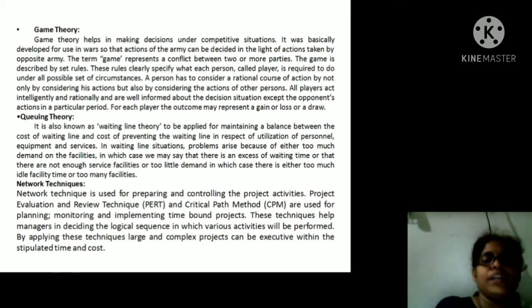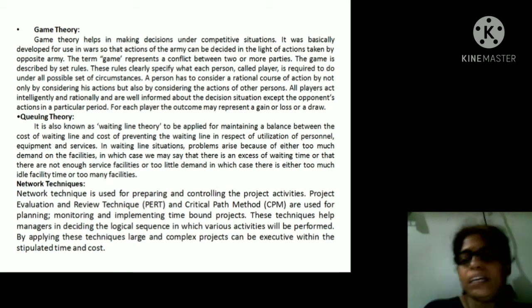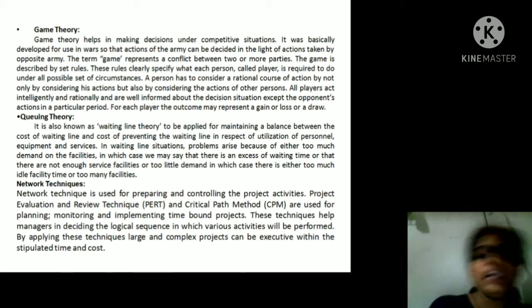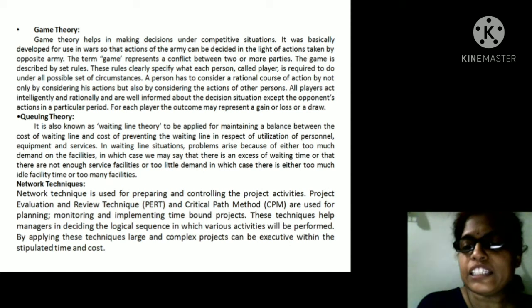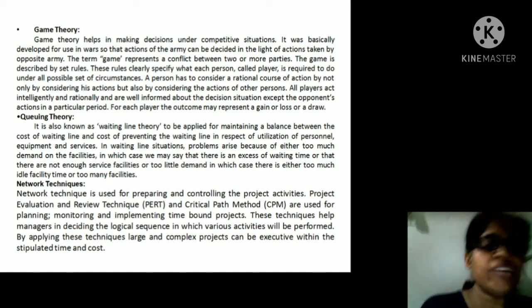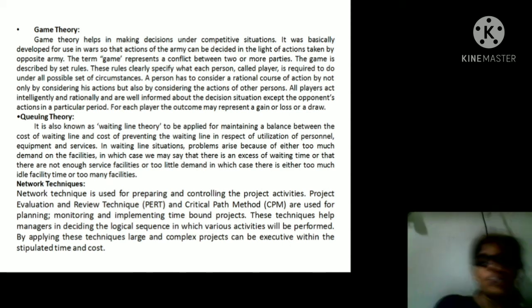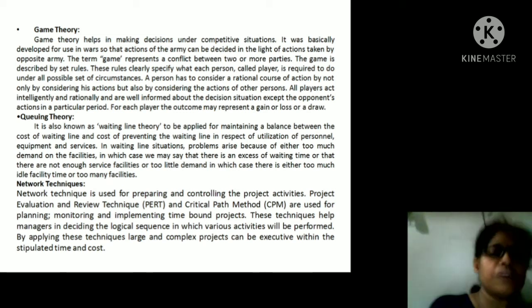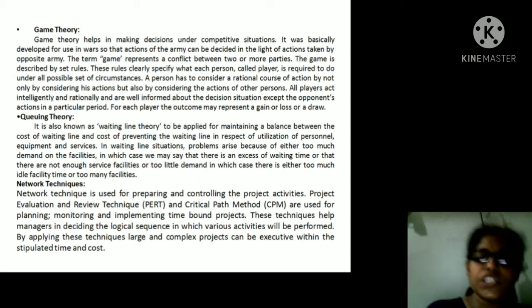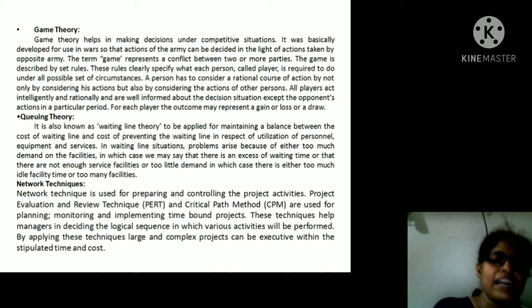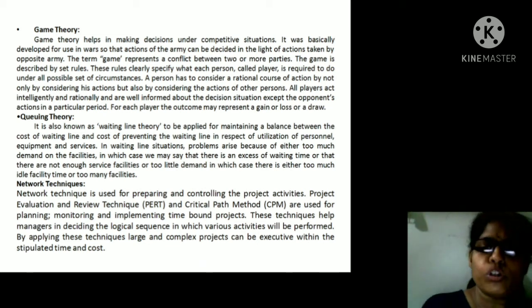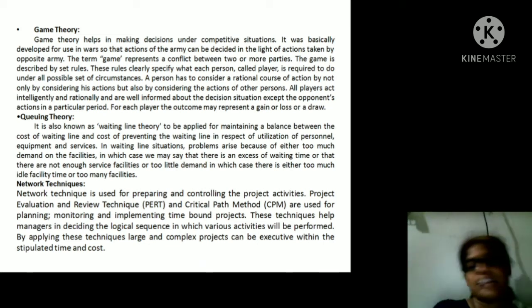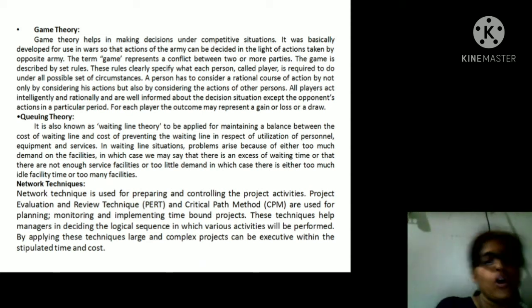Queuing theory, also known as waiting line theory, is applied for maintaining a balance between the cost of the waiting line and the cost of preventing the waiting line in respect of utilization of personnel, equipment and services. In waiting line situations, problems arise because of either too much demand on facilities, in which case there is an excess of waiting time, or not enough service facilities, or too little demand, in which case there is either too much idle facility time or too many facilities.